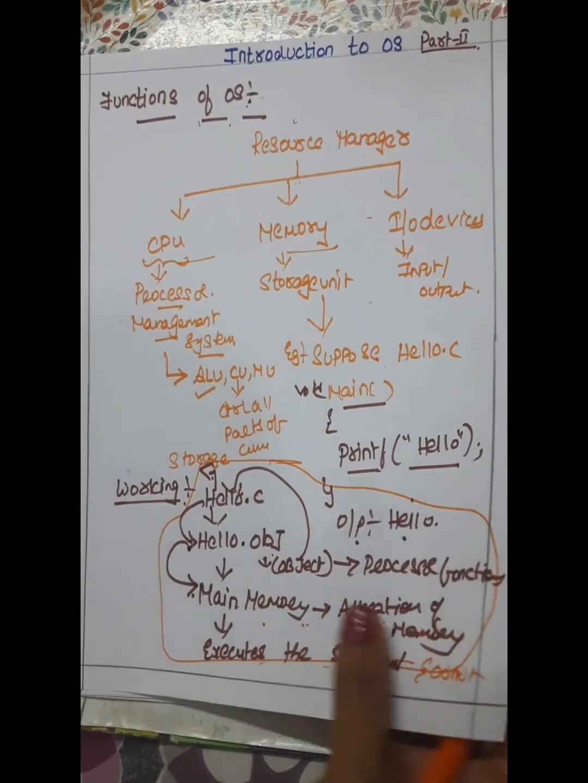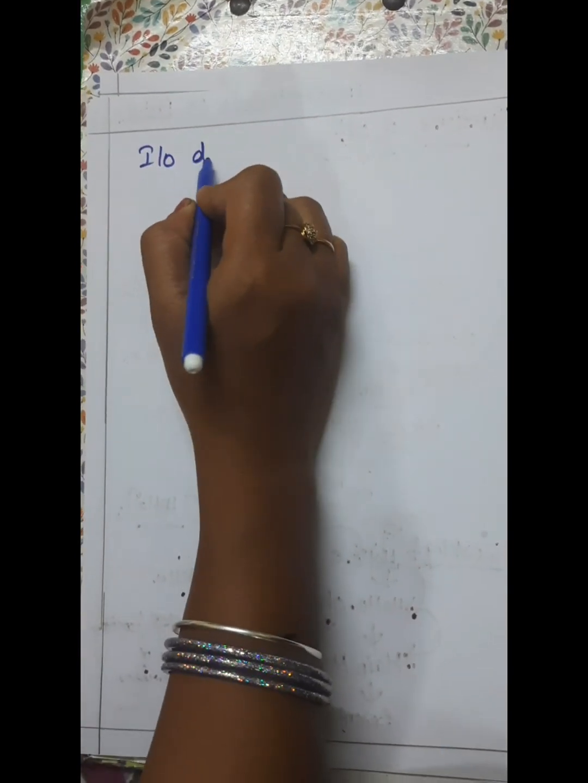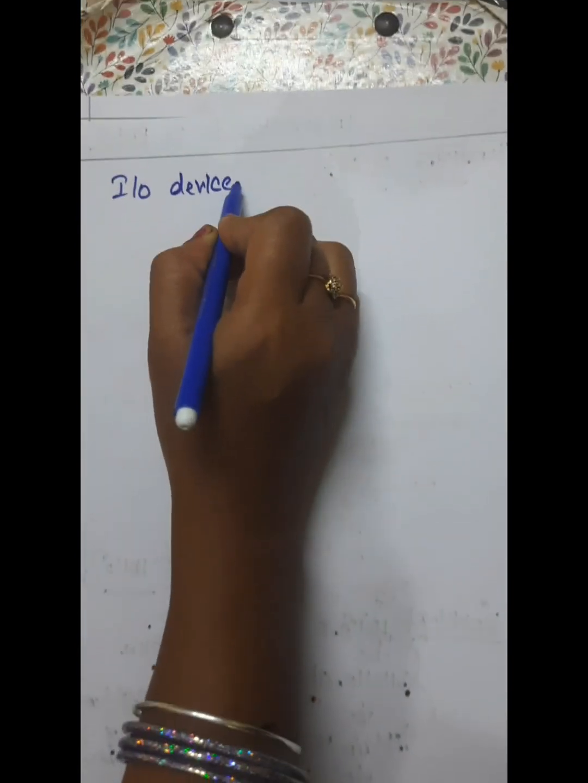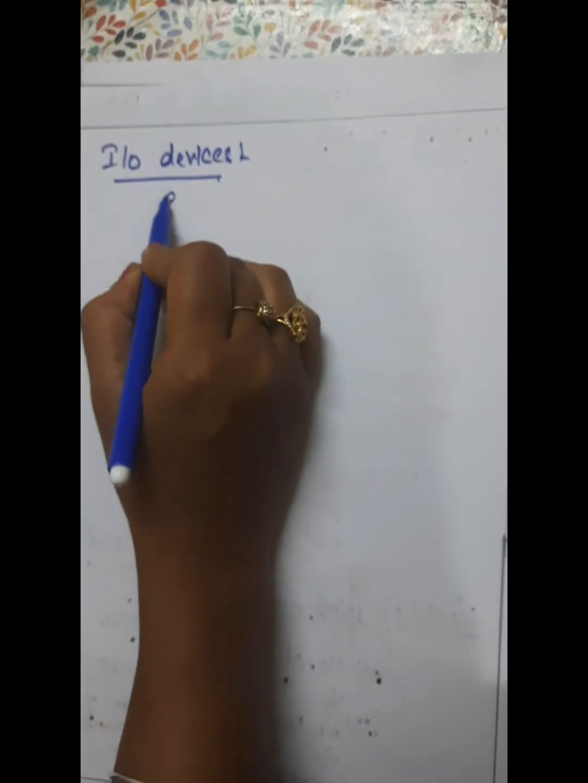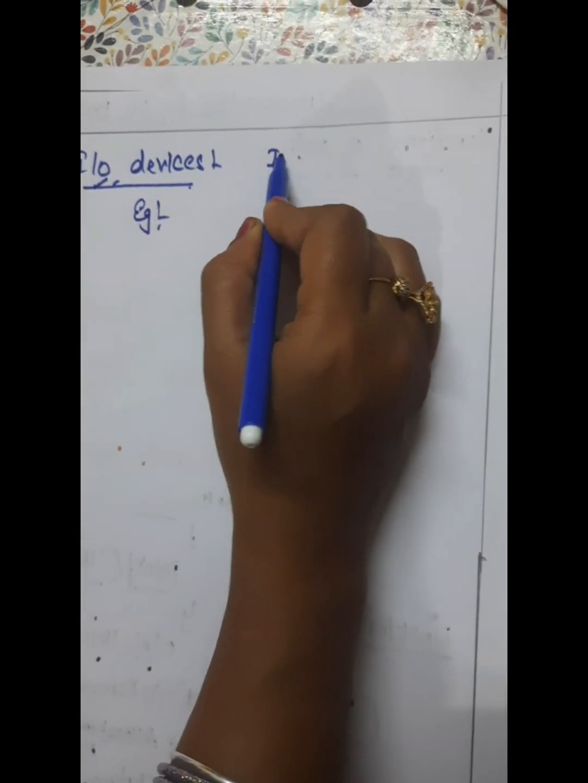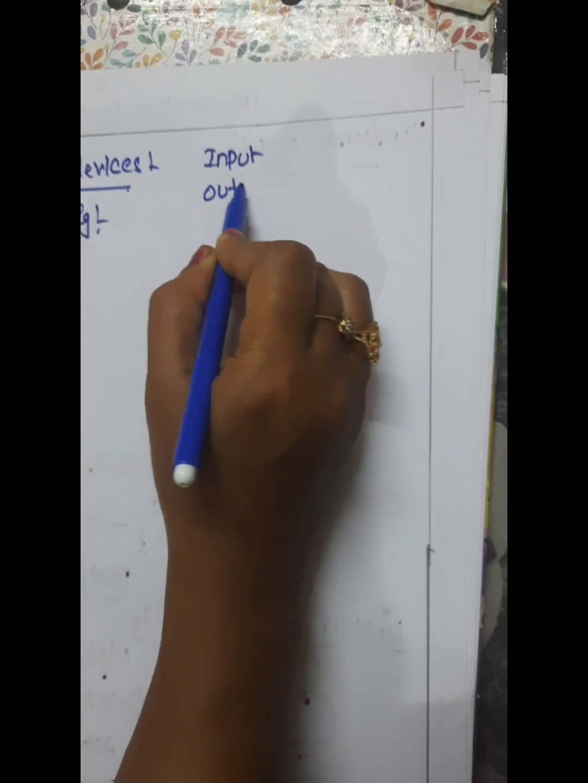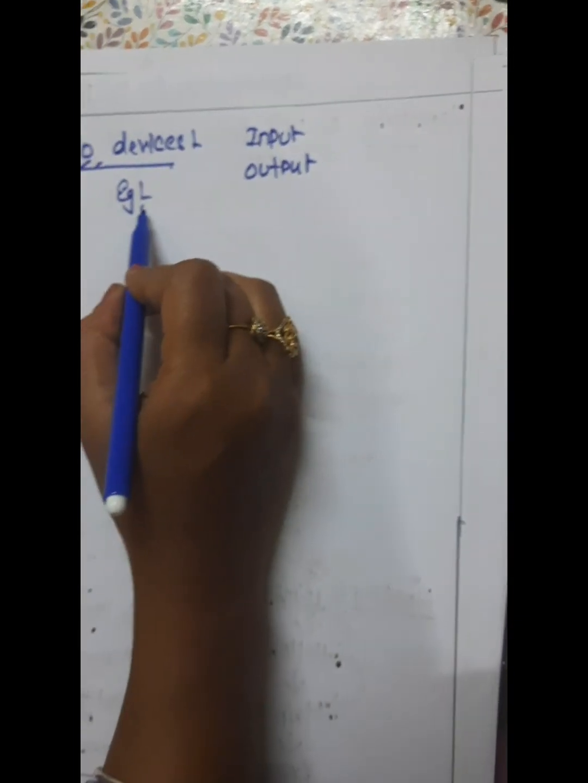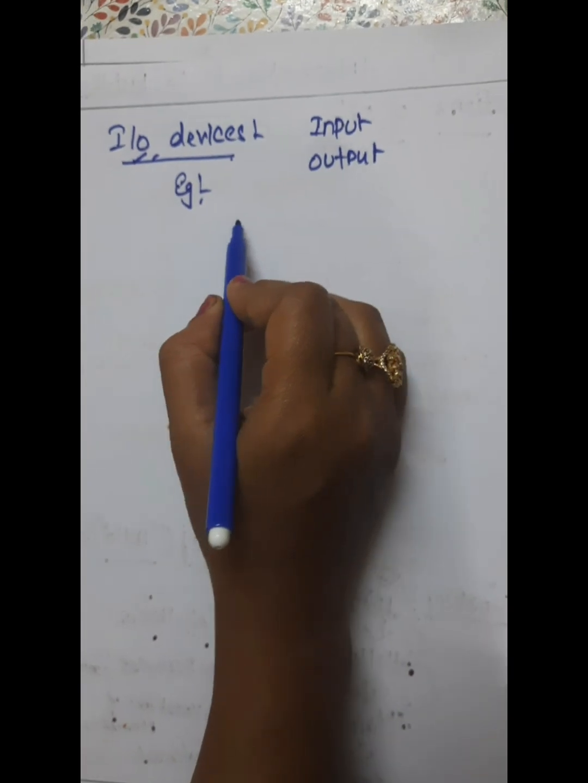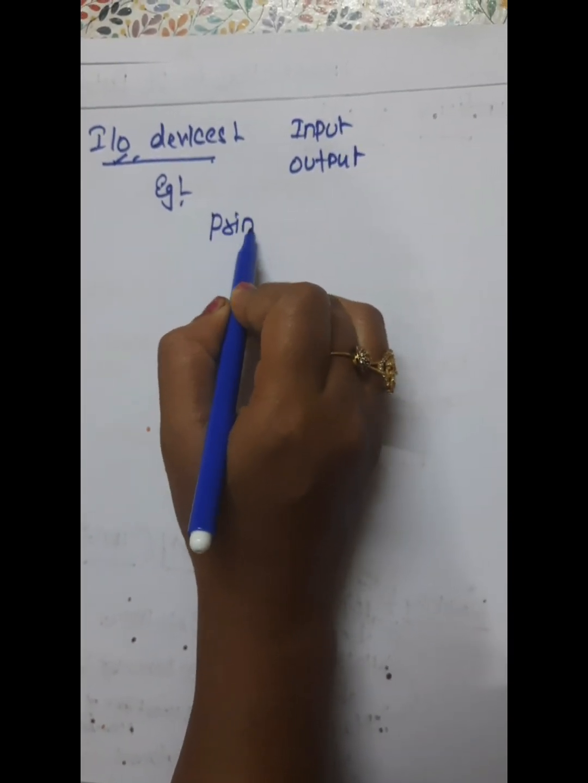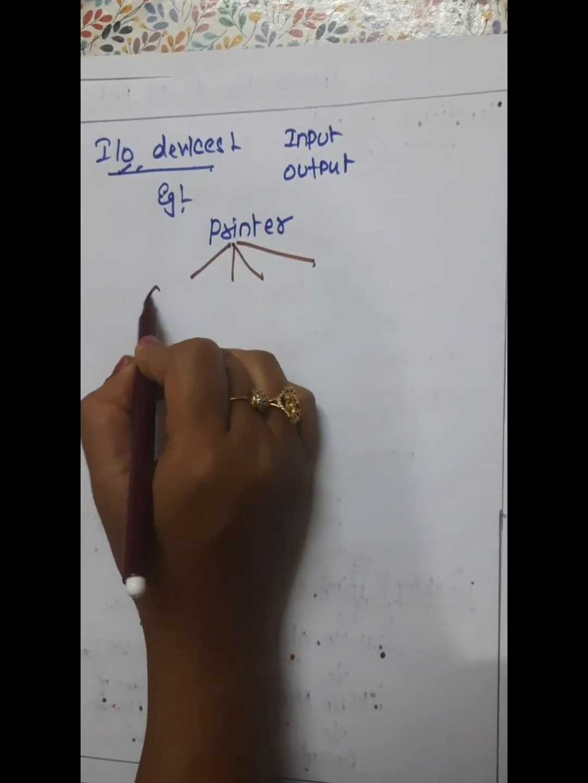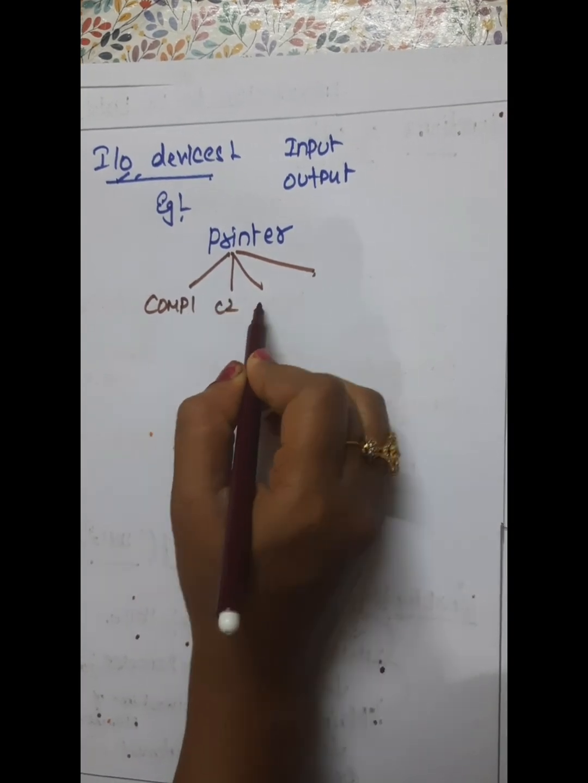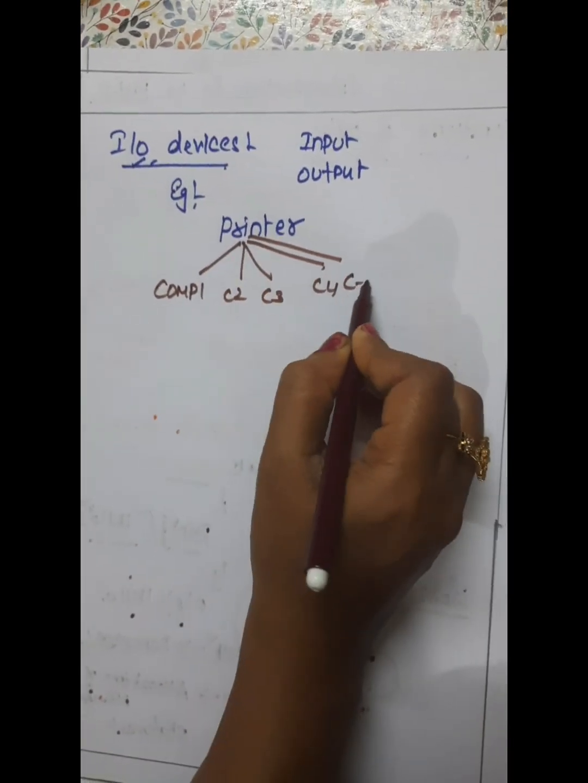Now let us see about I/O devices. So what are I/O devices? As I told you, I will give you a good example. As you are all aware, it is nothing but input and output devices, right? So let us deal with an example so you can clearly understand. Suppose there is one printer, and this printer is connected to different systems: computer 1, computer 2, computer 3 and computer 5.